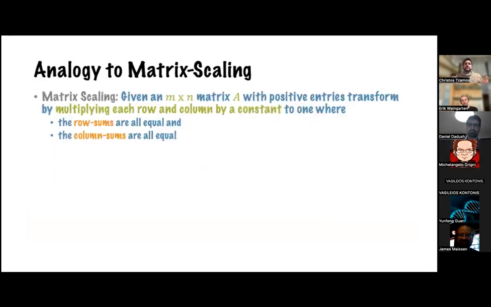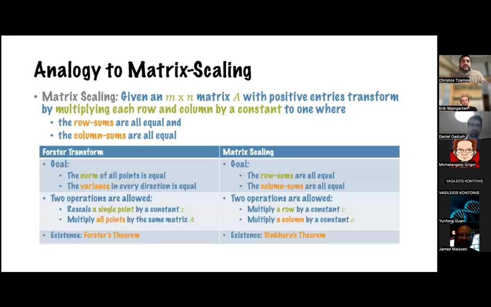For those of you that are familiar with the problem of matrix scaling, there's a nice analogy to that problem. So what is matrix scaling? In matrix scaling, you're given a matrix A with positive entries, and you want to transform it into another one by multiplying each row and column by a constant. You want to transform it to one where the row sums are all equal and the column sums are all equal.